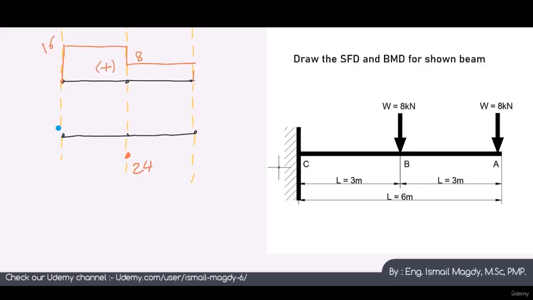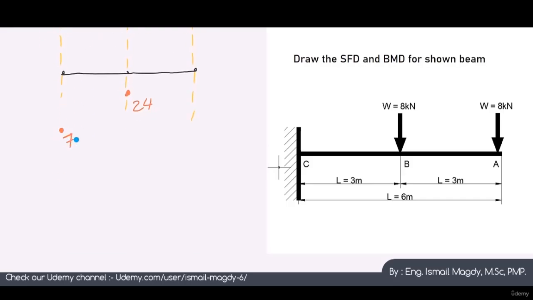Let's calculate here. From the left side, it is already determined to be 72 kilonewton meter, and if we calculate from the right side, it will come to the same value again. So we have here the 72 kilonewton meter, and we will just connect the points here. So it means that all this moment is in the negative direction. So this was it for our first example.